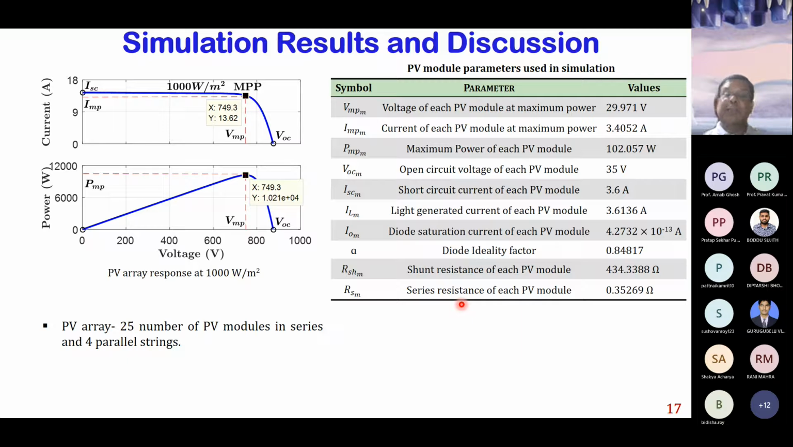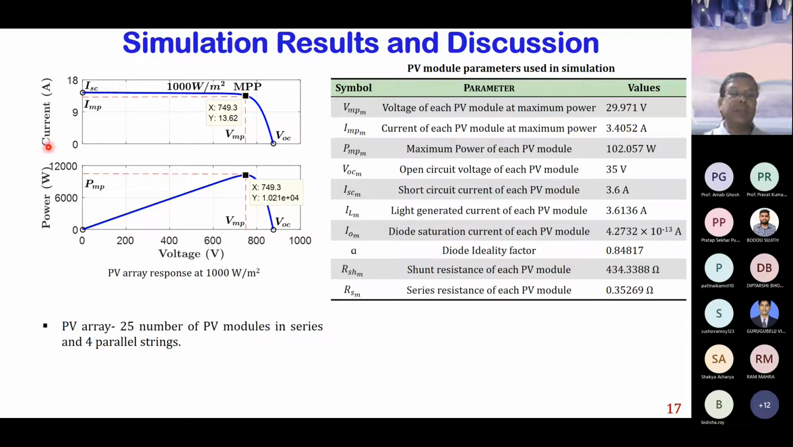These are the PV module parameters used for the simulation study. That is the voltage of the PV module at maximum power, 29.97 volt, and this is the current at each PV module at maximum power, 3.4 ampere, and we have the open circuit voltage, short circuit current. We have the light generated current, the diode saturation current, the diode ideality factor. We have the shunt resistance and series resistance.